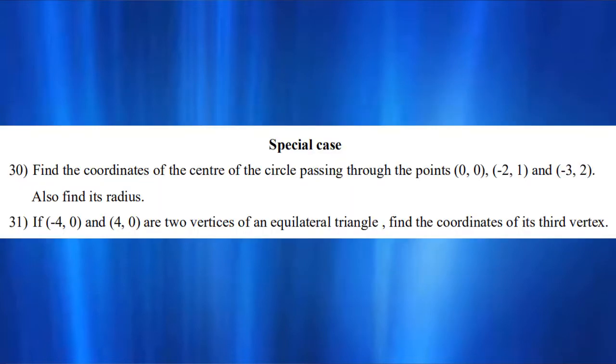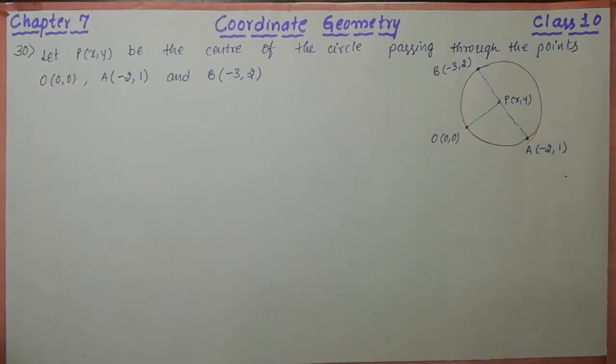Find the coordinates of the center of the circle passing through the points (0, 0), (-2, 1) and (-3, 2). Also find its radius. Now look at the solution. I have already written the given data. So first we have to find the center of the circle and also the radius of the circle.